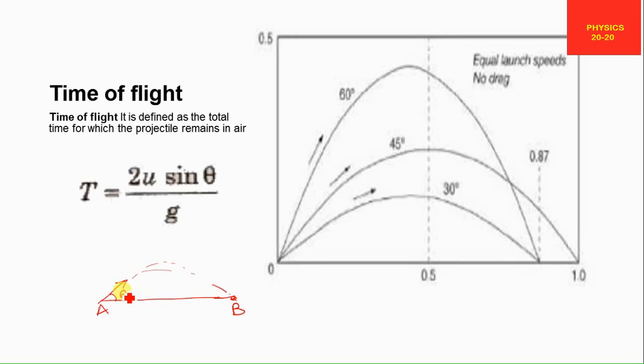We will consider projectile motion on different planes as well, inclined planes as well. But before that, we consider projectile motion in the normal case. Now the first point to be considered in projectile motion is called the time of flight. The time of flight is defined as the total time for which the projectile remains in the air.